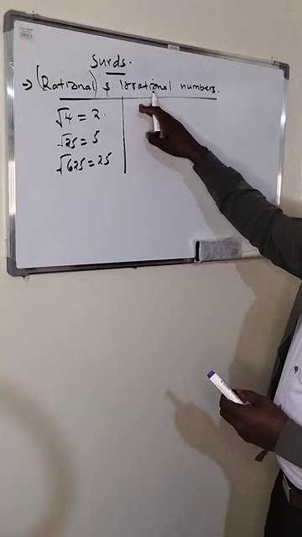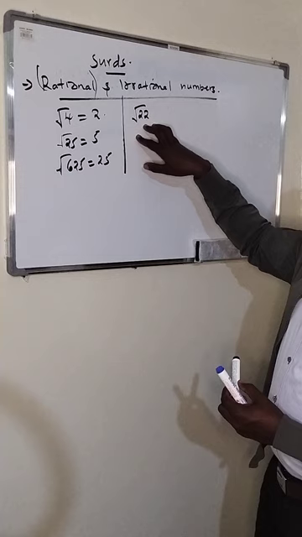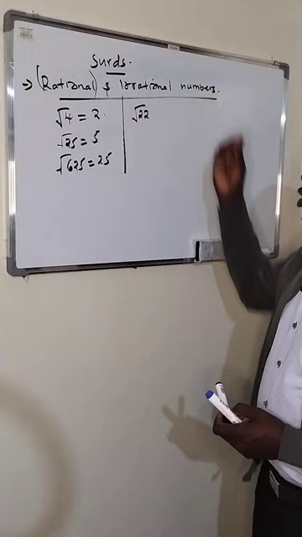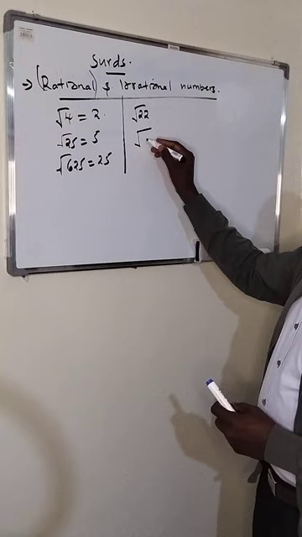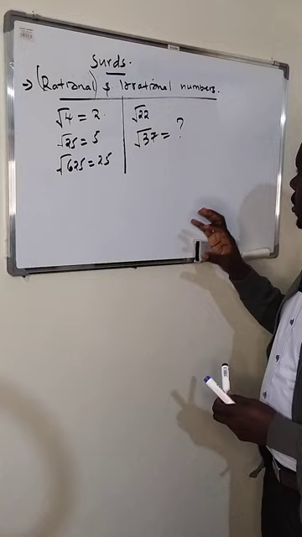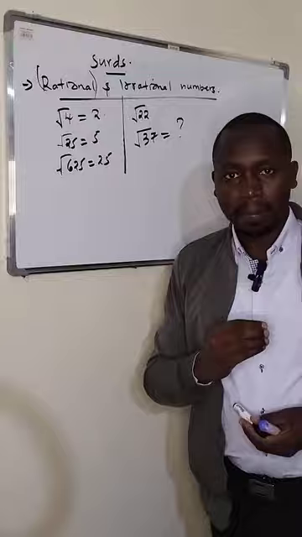For example, if you have root 22, we do not have an exact number which will give us the square root of 22 without it being a decimal fraction. So in that case, we say that that number is an irrational number. When you take a number like root 37, you can already guess the answer. We will definitely get a decimal fraction. So that number is an irrational number. If a number does not have an exact root, then it is said to be an irrational number.